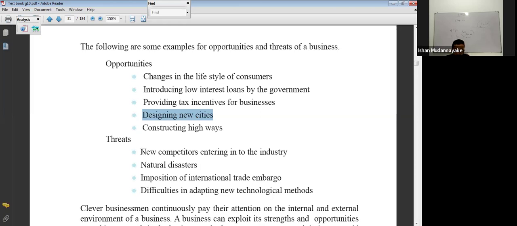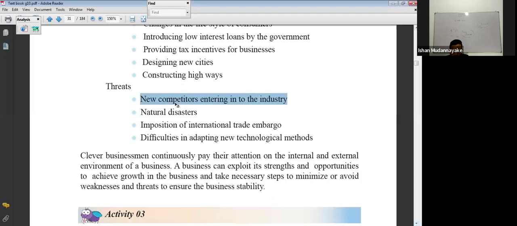Next one. What are the threats coming from the external environment? Read the first one. New competitors entering into the industry. New competitors come into the industry, a threat to the business. And then next one. Natural disasters, a threat to the business. Floods, earthquakes, tsunamis, fires, natural disasters.